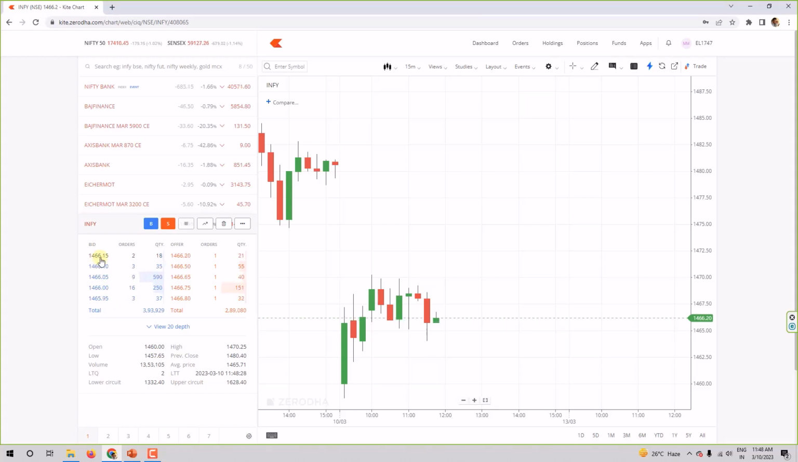You can see the price is in decreasing order: 1466.15, 1466.10 and so on. Here you can see the price is in increasing order. So here it will be decreasing order, here it will be increasing order. The priority will be to the first. This is least and this is highest. Now do not worry once again too much about this. I do not want to confuse you by giving you too many details. But that is all you need to know about placing an order.